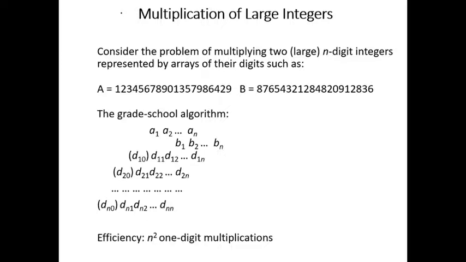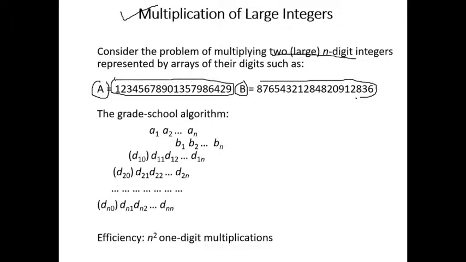Let us take a look at this problem called multiplication of large integers. Consider the problem of multiplying two very large n-digit integers. For example, we have an integer a with 20 digits. Similarly, b also has 20 digits. These are two very large integers, a and b.